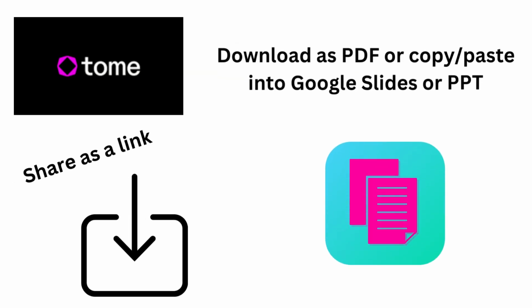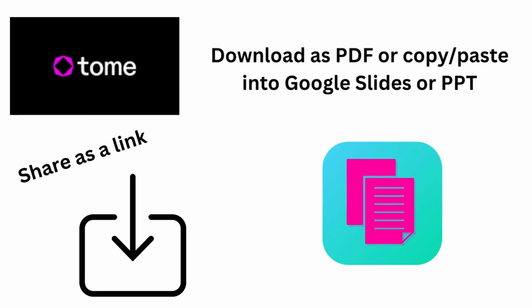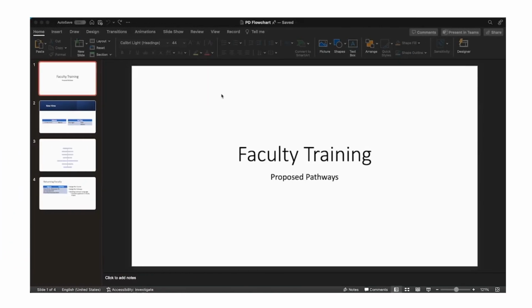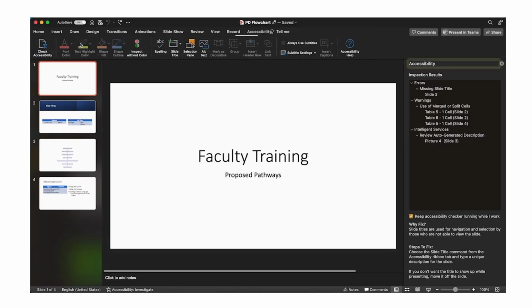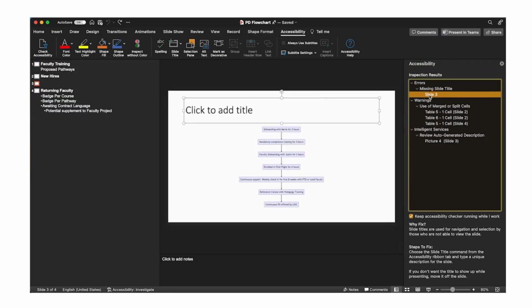So next up, we're going to take a look at Microsoft PowerPoint slide decks. Same thing, I'm going to click on review, and I'm going to click on check accessibility. When I check accessibility, it gives me errors. Errors are the things that I absolutely need to fix. Warnings are the things I need to double check and make sure that they're going to be okay.